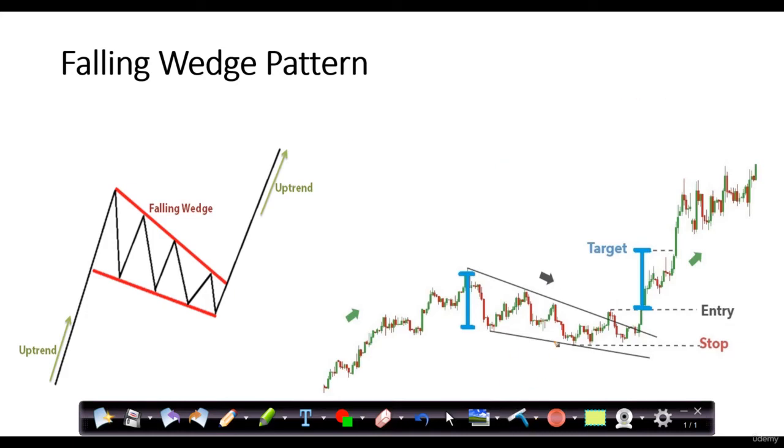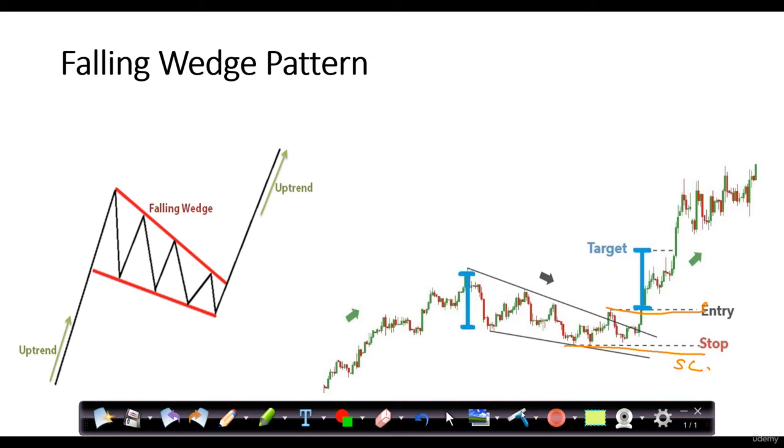The second case is, suppose the falling wedge looks like this one and the market is moving like this. After breaking out, make the entry here. Why entry here? Check this swing, make the entry at this swing. If you check the example here, this is the swing, right? Make an entry here and put the stop loss below the last swing. This is your stop loss.